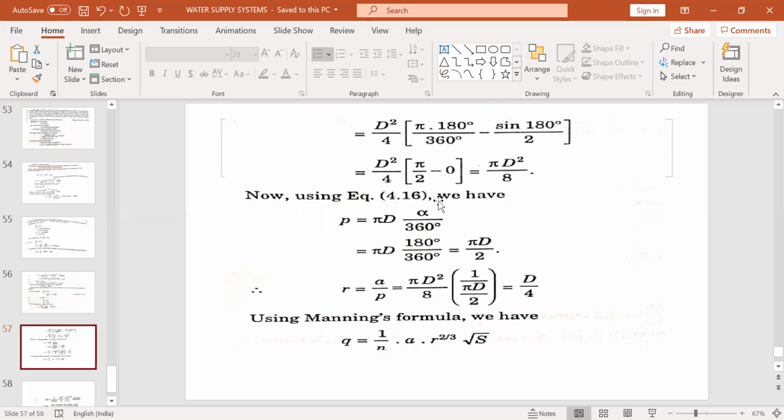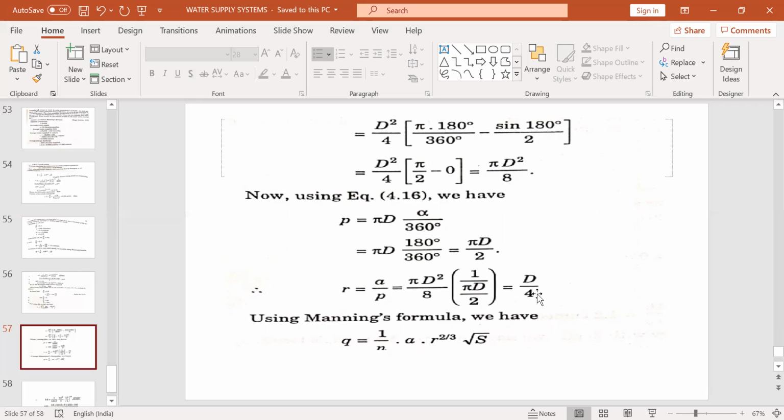Now using what is the perimeter? Perimeter is pi D alpha by 360 degree. Again, alpha is 180 degree. So wetted perimeter will be pi D by 2. So what is the hydraulic mean radius? A by P, pi D square by 8 by pi D by 2. So this gives us D by 4.